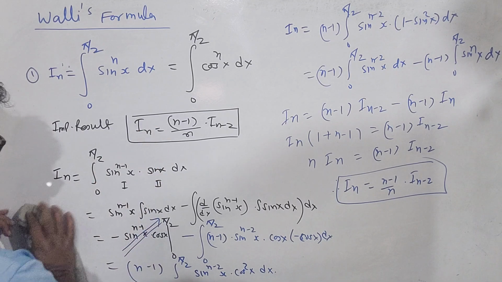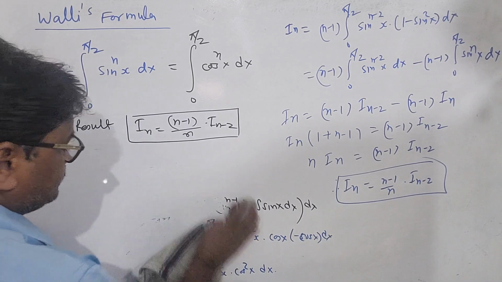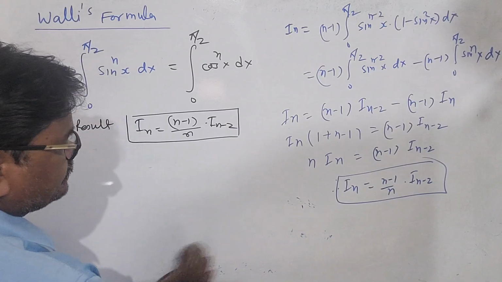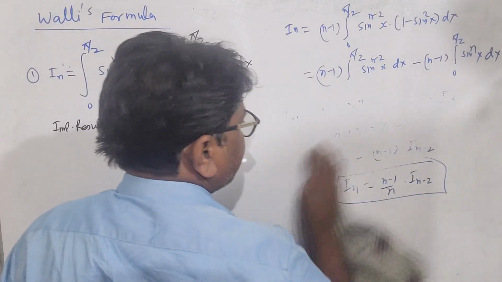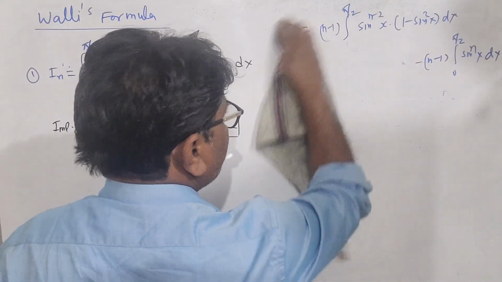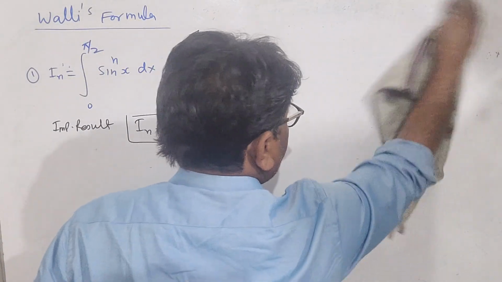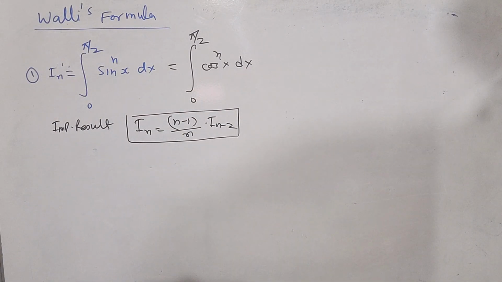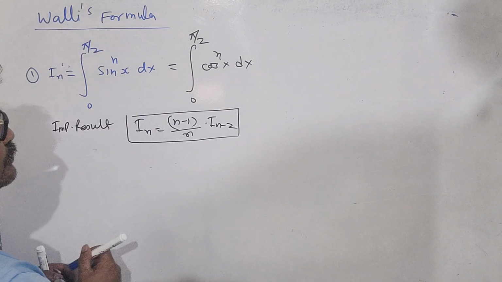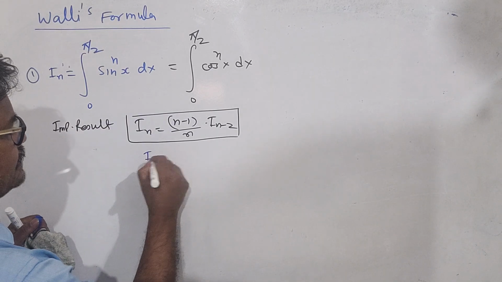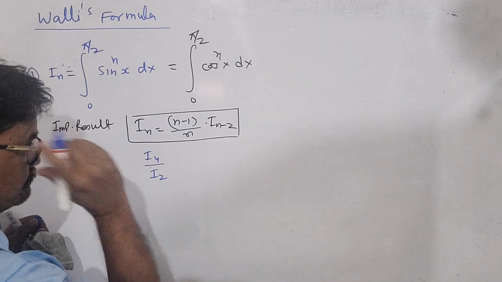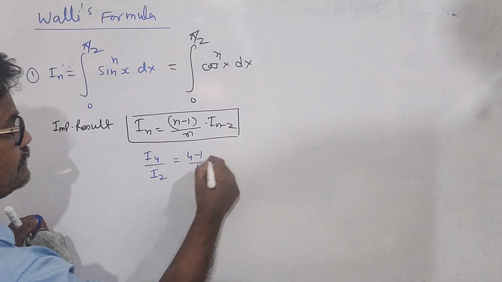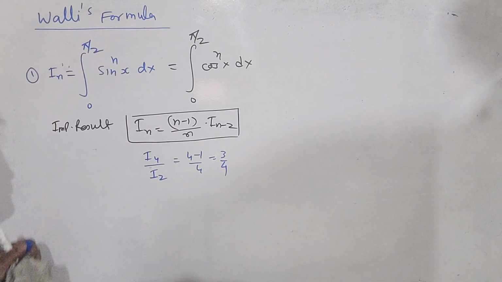We can now remember this: if In is the integration of sin to the power n x dx or cos to the power n x dx with the limit 0 to pi by 2, that is the Wallis formula. Then we have the result In equal to n minus 1 by n into I(n minus 2). So they can ask the question, what is the value of I4 by I2? So in I(n minus 2), n equal to what? 4. That is equal to 4 minus 1 by 4, that is equal to 3 by 4. Like that they can ask the question.